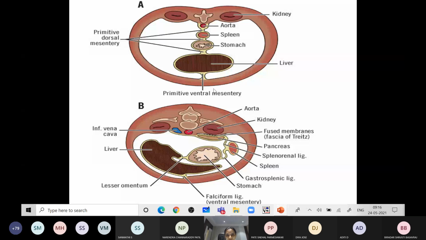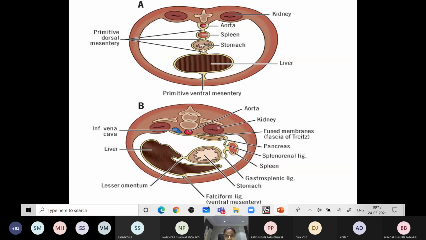With the growth of the stomach, the anterior border becomes the right border. This is the transverse section, this is the anterior part, this is the posterior part. So the anterior border of the stomach rotates and comes to the right side, whereas the posterior border, which grows enormously, forms the greater curvature. It forms the left border.